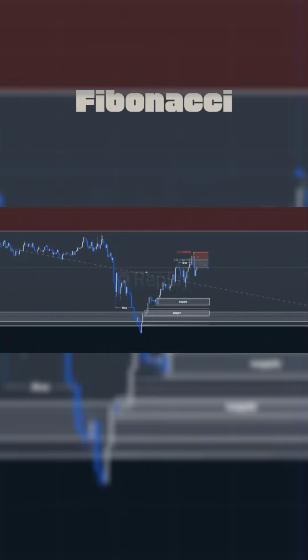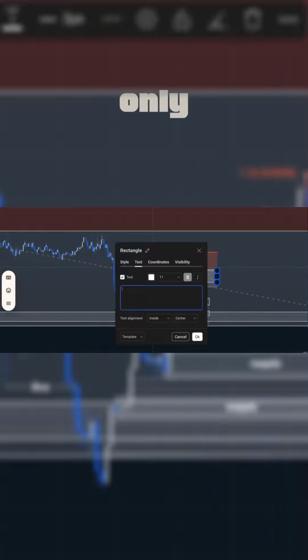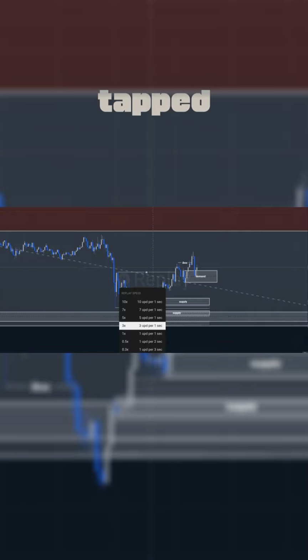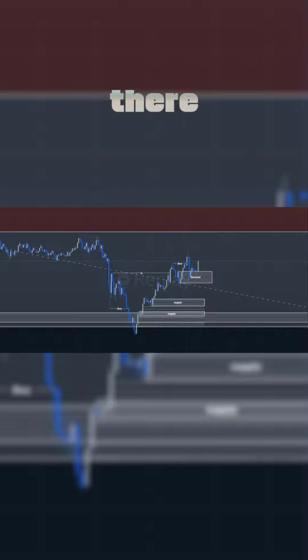Pull your Fibonacci from the new high to the new low to identify your key levels in your discount zones. This time, there's only one valid key level, a demand zone, and price has already tapped into it. Now all that's left is to wait for a valid entry signal. And that right there is our signal.